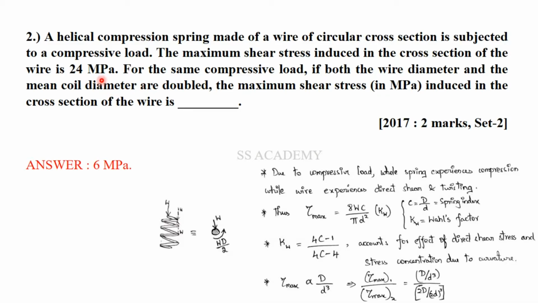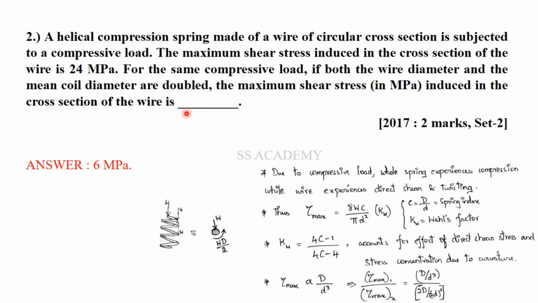They are saying that for the same compressive load, if wire diameter and mean coil diameter are doubled. What are wire diameter and mean coil diameter? Wire diameter is the diameter of the wire which is used to form the spring. That particular thin wire's diameter is referred to as wire diameter, and the mean coil diameter is the mean of the internal and external diameter of the spring. Di plus do divided by 2, you will get the mean coil diameter, which is denoted by capital D.